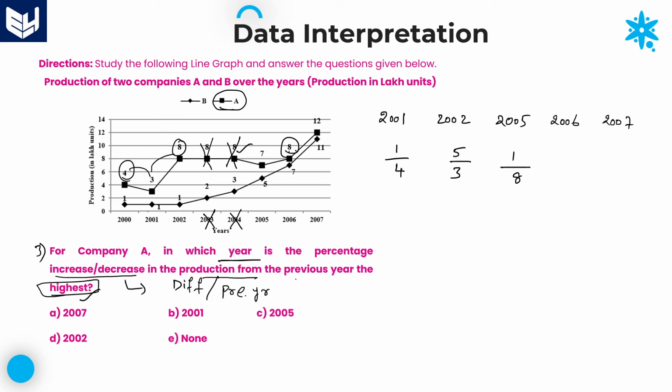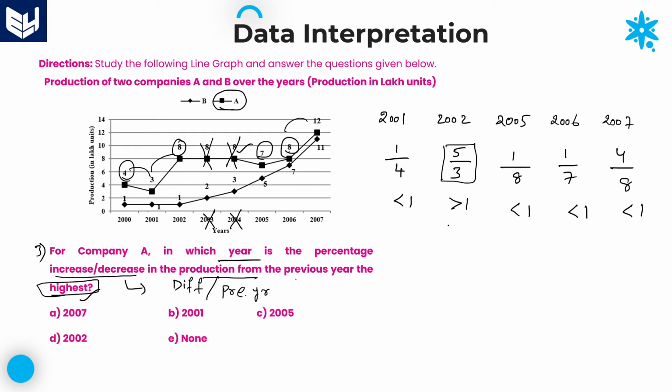And next one, the 2006 value is 8 and the previous year value is 7. The difference is 1 and the denominator is 7. And the last one, 2007, compared with the previous year, the difference is 4 and the denominator value is 8. Now it is very easy to get the answer. Why? Because if you observe carefully, this value is less than 1, this value is less than 1, this value is less than 1, this value is less than 1, and for 2002 the value 5 by 3 is greater than 1. No other calculations are required.